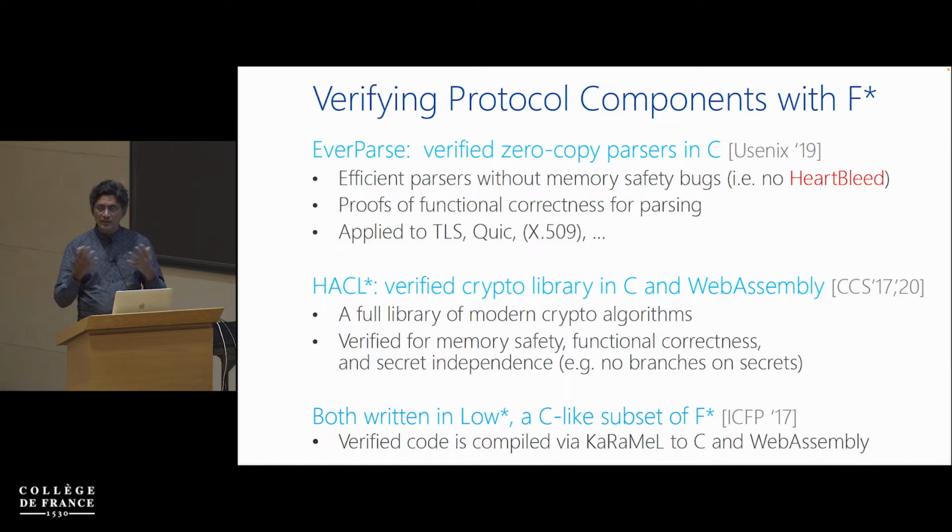And both of these, and much of the code that we are concerned with here, are actually written in a subset of F-star called Low-star, which is a C-like subset of F-star. If you verify code in the subset, you can compile it down to C and to WebAssembly and other languages like that.